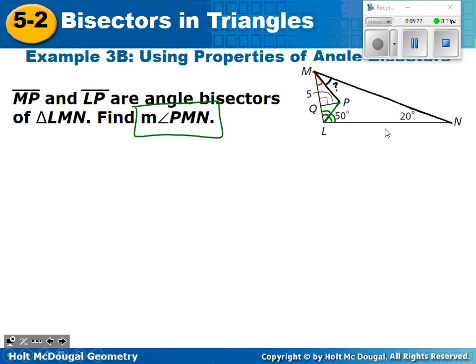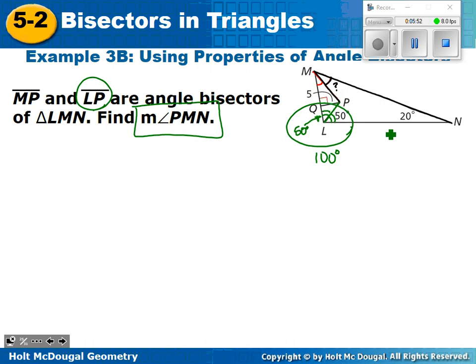QLP. So if PL is an angle bisector, then it's splitting that angle into two congruent parts. If this is 50, then this angle next to it is also 50. What does that make the big angle L? 100 degrees. Does everybody see how that's 100? So this big angle right here is 100 degrees in the triangle.